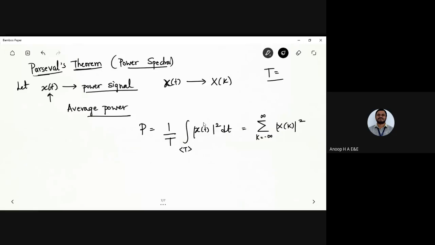Now let me proceed with the proof here. Let me write down the equation again: p equals 1 divided by T integral of x of t modulus squared dt, which equals the sum over k from minus infinity to plus infinity of the modulus squared of x of k, the complex Fourier coefficient. Moving on with the proof for it.